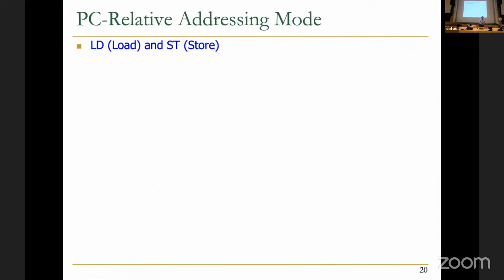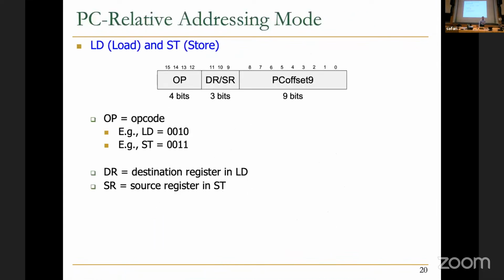So let's take a look at the PC relative addressing mode. As I said, we've seen this already. Load and store instructions do this. And you can see that the opcode is different for load and store. These 3 bits are interpreted as destination register in load and source register in store, because what load does is it loads the data in a memory location and puts it into a register. That's why that register is a destination. What store does is the exact opposite, right? It takes the data in a source register and places it into a memory location specified by the address. So how is the address calculated?